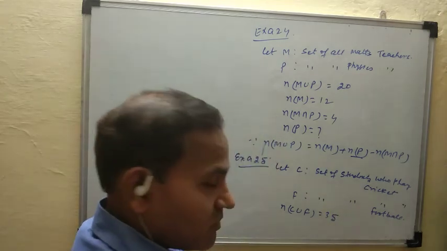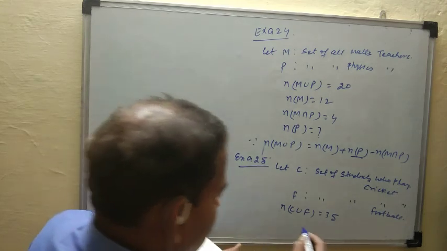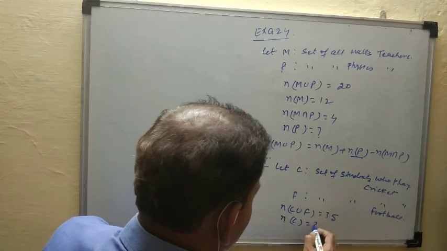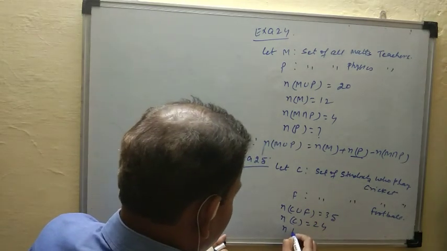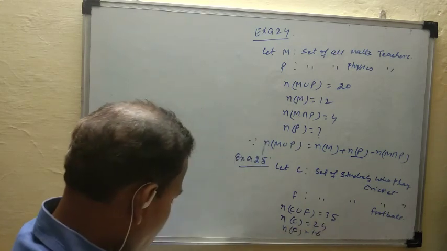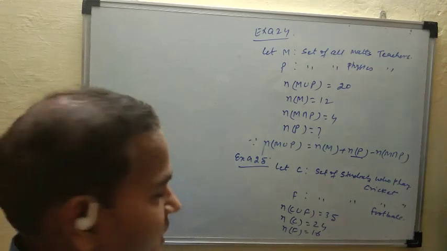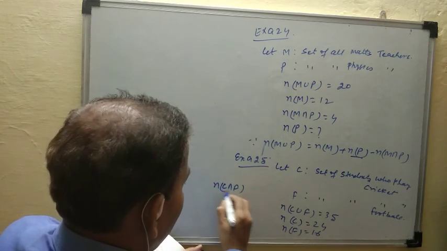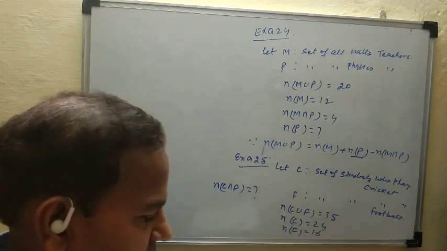This is given as 35, that is, total students, in which 24 like to play cricket, that is, number of C is equal to 24, and 16 like to play football, that is, number of F is equal to 16. How many students like to play both cricket and football, that is, number of C intersection F. This you have to find, using the formula, then find.